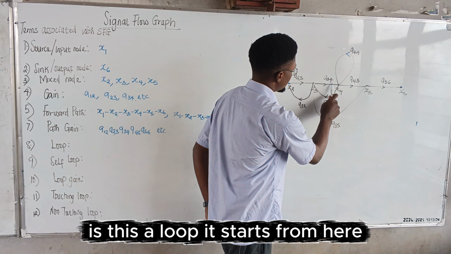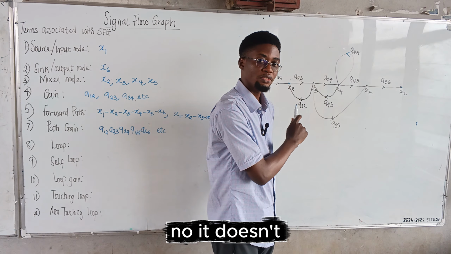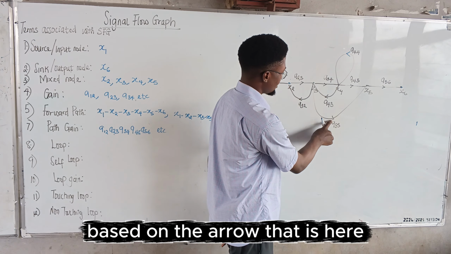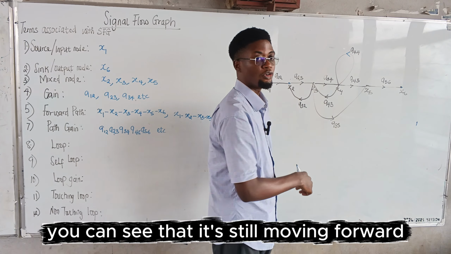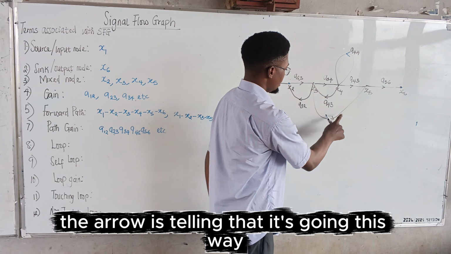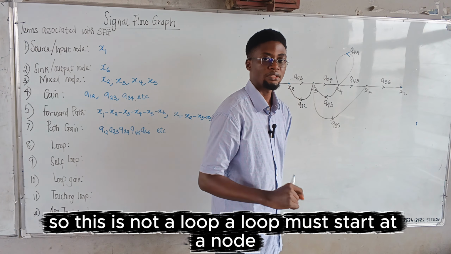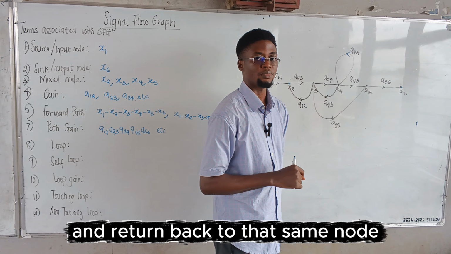Now, is this a loop? It starts from here, moves to this place. Does it return back? No, it doesn't. Based on the arrow that is here, you can see that it's still moving forward. So this is not a return, it's not a loop because it doesn't return back. The arrow is telling that it's going this way, so this is not a loop. A loop must start at a node and return back to that same node.